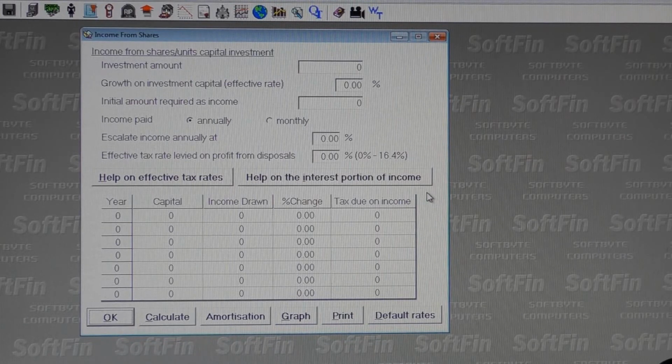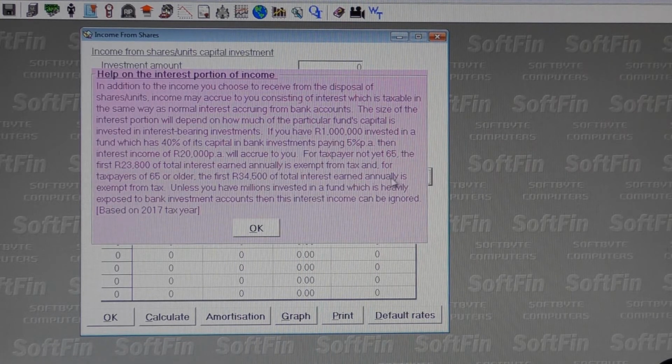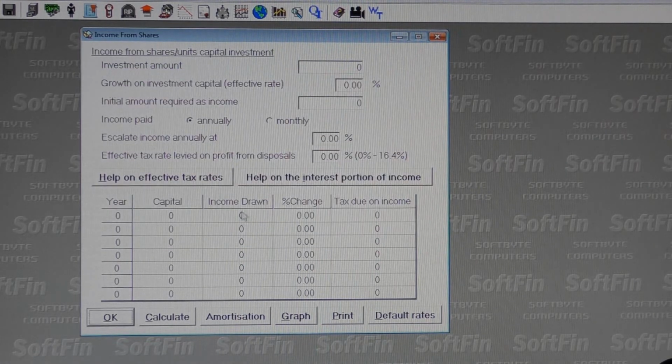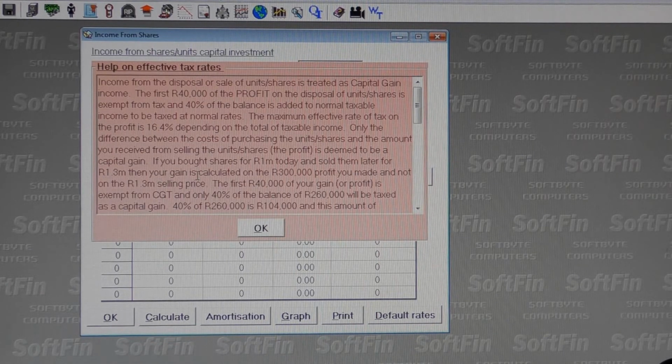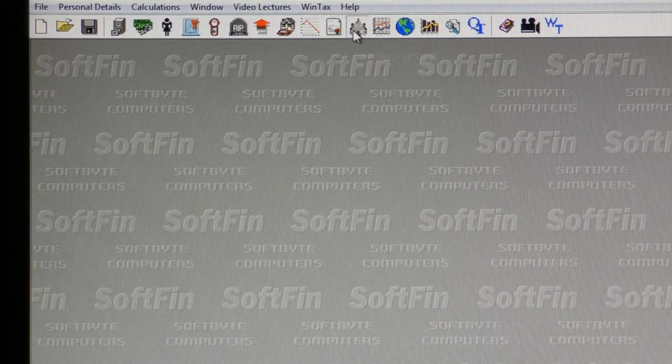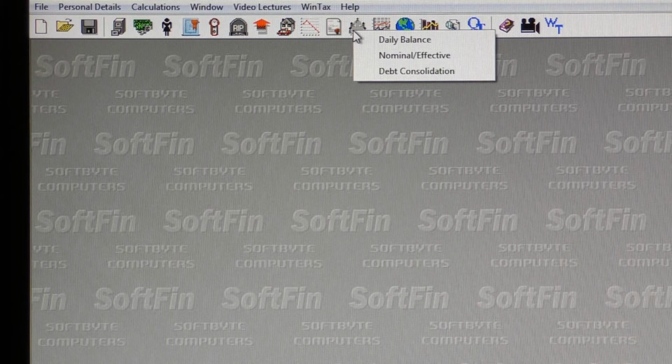Extra video lectures and on-screen help will give you more information on subjects like the interest portion of any income that you receive and the tax benefits of an investment like this. Other calculators handle daily balance calculations, nominal to effective calculations, and debt consolidation calculations.